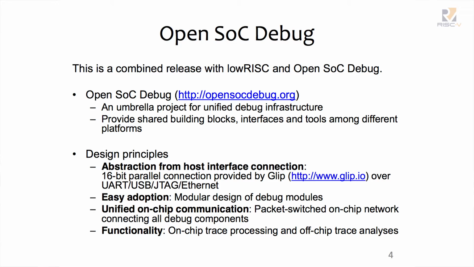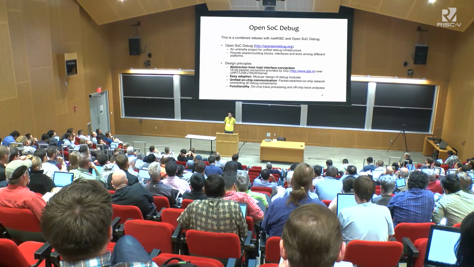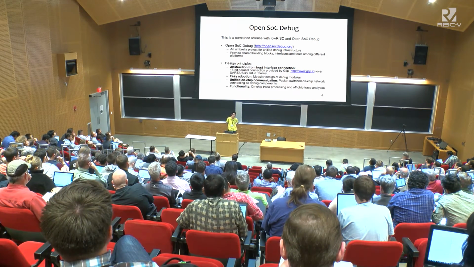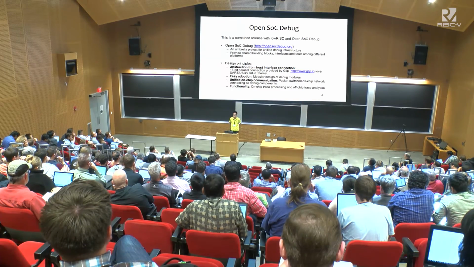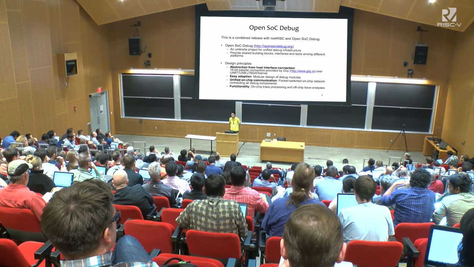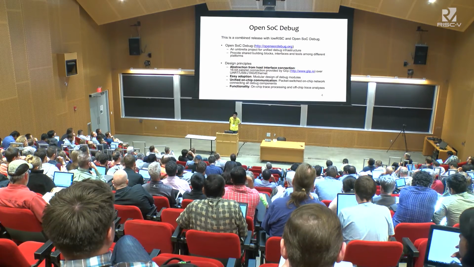To reach this scale, SoC Debug uses an abstract level of host interface connections. So it uses the glip library. You can use any cable you want, like USB, JTAG, UART, or Ethernet. Then this abstract glip library will provide an abstraction layer. So on the host program side and on the SoC side, they see the same interfaces. You don't need to worry about what kind of cable is used.